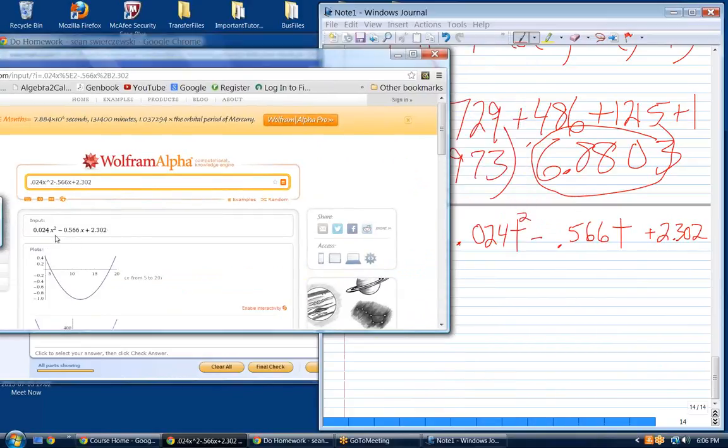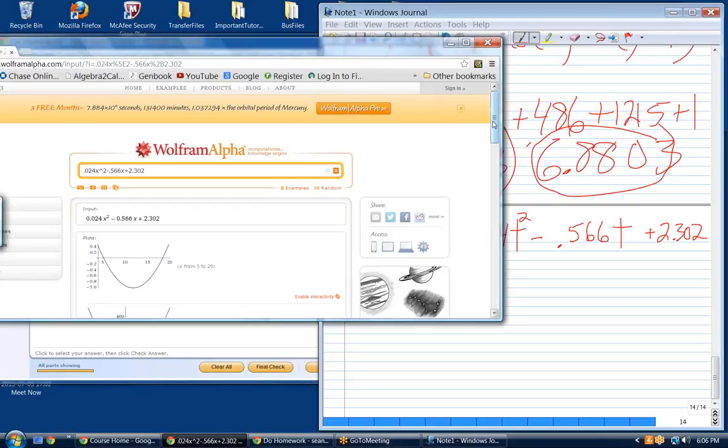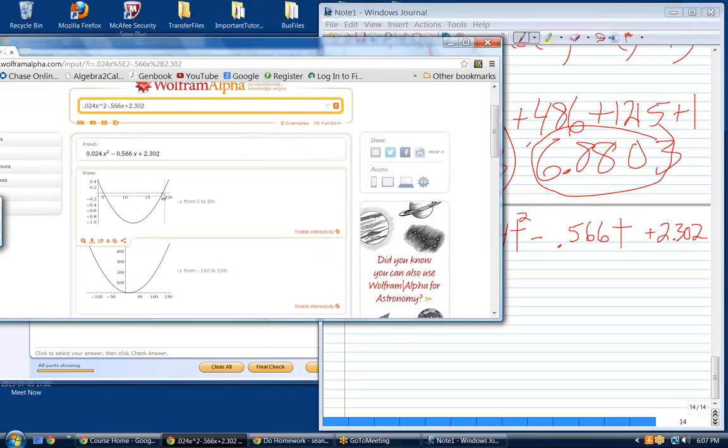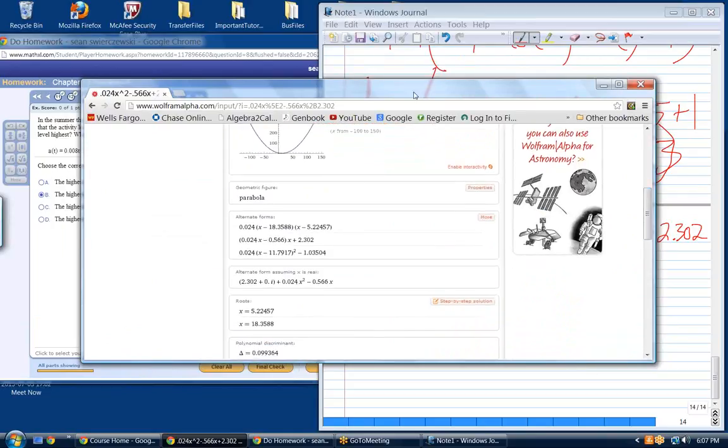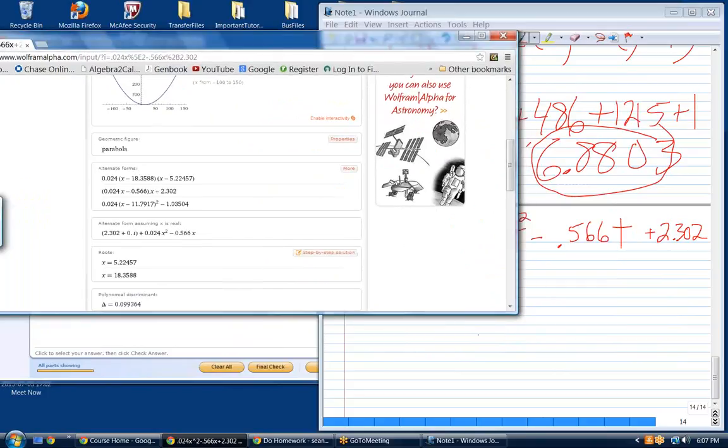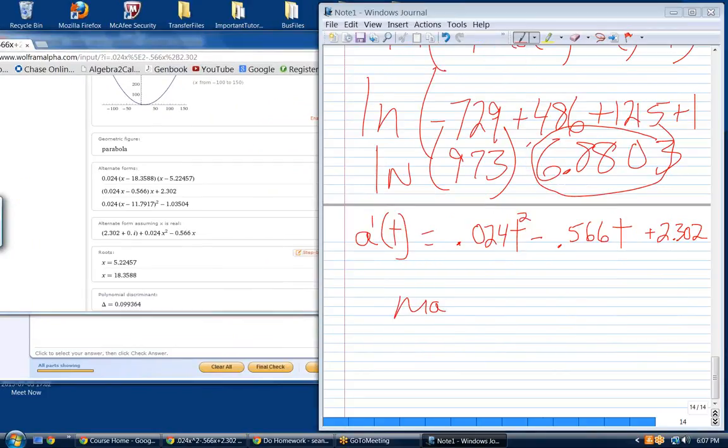That's the same function, 0.024x squared minus 0.566x plus 2.302. So those zeros occur here and here. Which one is a maximum? Which one's a minimum? The minimum is on the right. Correct. So the two zeros are, the max is on the left, the minimum on the right.